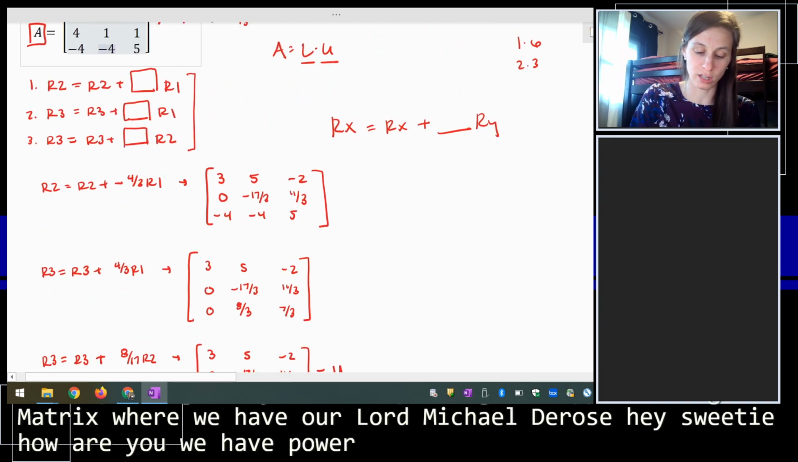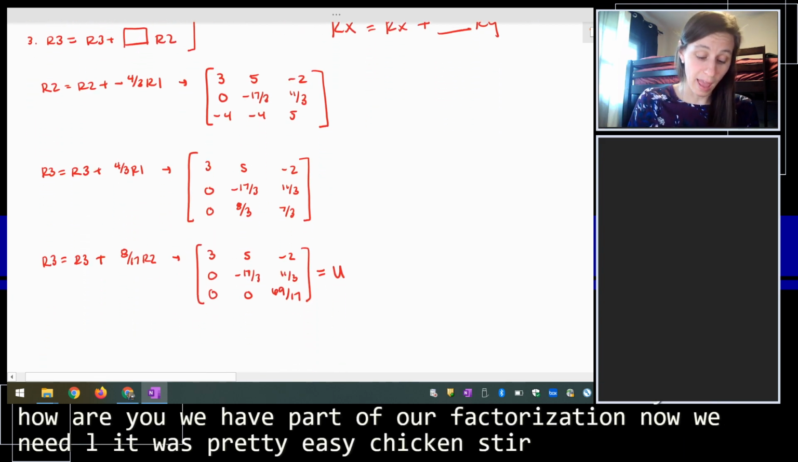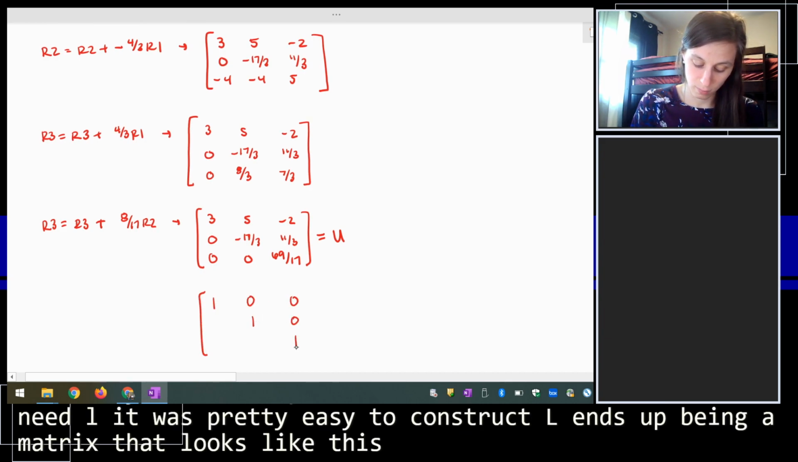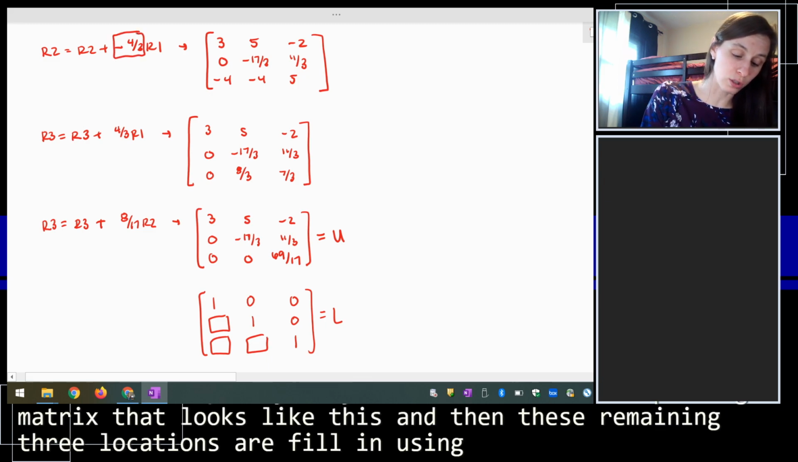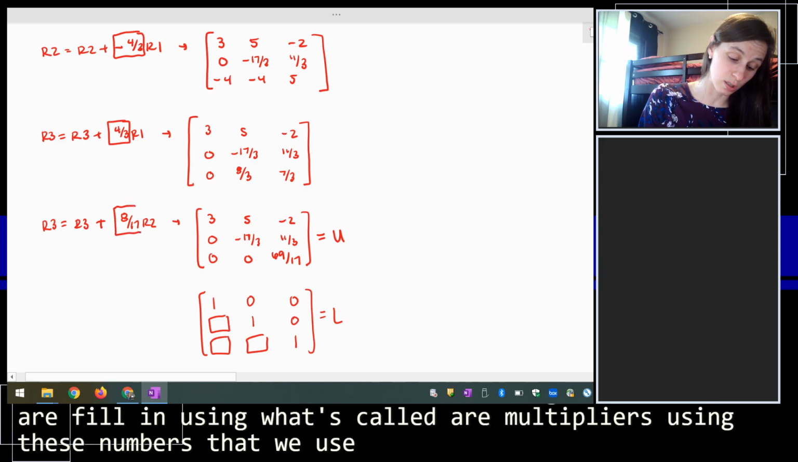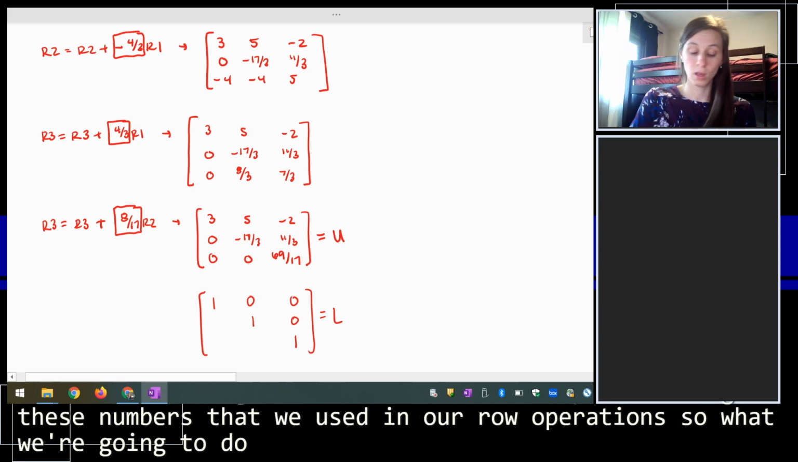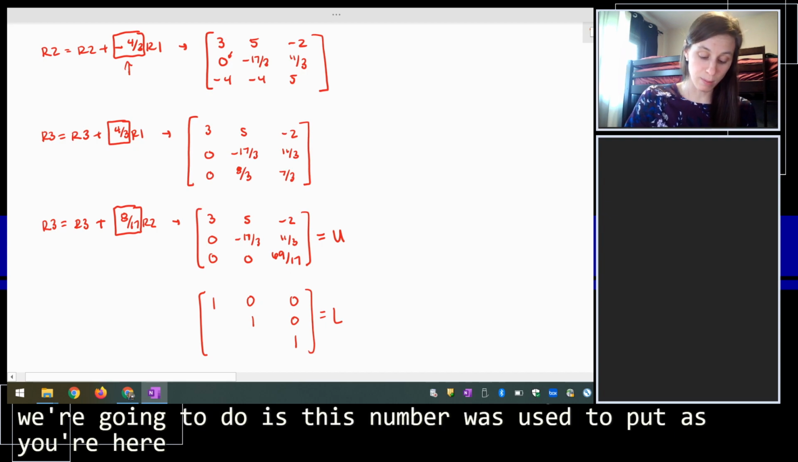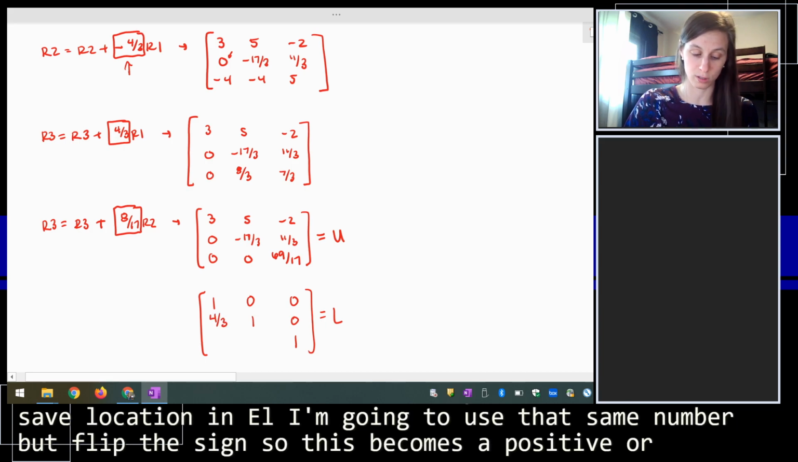So we have part of our factorization. Now we need L. L is pretty easy to construct. L ends up being a matrix that looks like this. And then these remaining 3 locations are filled in using what's called our multipliers, using these numbers that we used in our row operations. So what we're going to do is this number was used to put a 0 here. So in that same location in L, I'm going to use that same number, but flip the sign. So this becomes a positive 4/3.